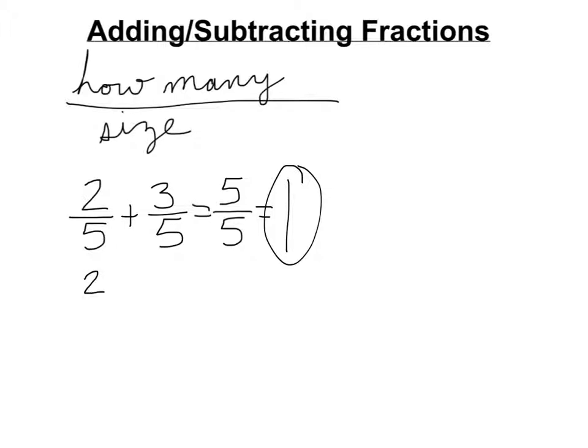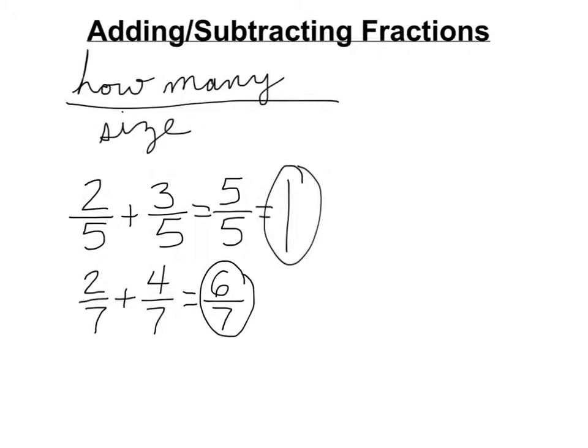If we had 2/7 plus 4/7, well, 2 pieces plus 4 pieces gives me 6 pieces. If they were sevenths here and they were sevenths here, just because we put them together doesn't mean the size changes. So they're still sevenths. It's a normal fraction, so I'm done.